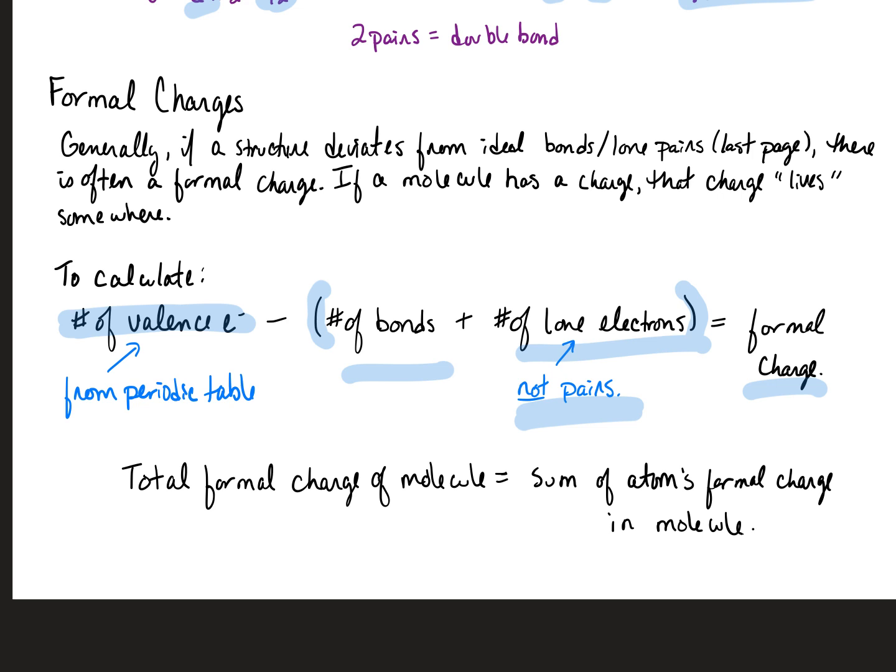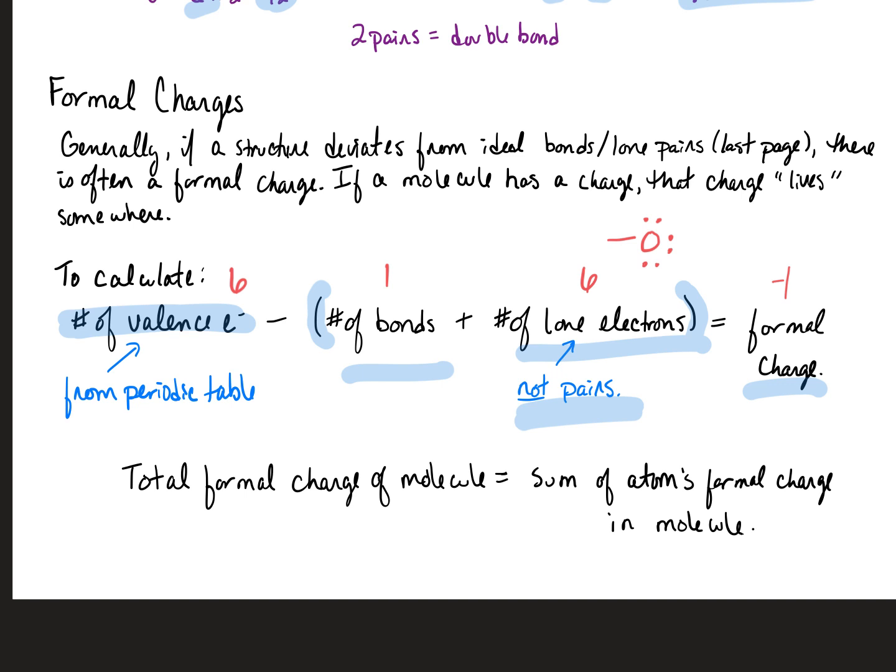So if we're looking at what I had mentioned, let's say that we have an oxygen with 3 lone pairs here. Well, it has 6 valence electrons. It has 1 bond. And right now, it has 6 lone electrons, which means that the formal charge on an oxygen like that would be a -1. Okay? And that's how we would do that formal charge.